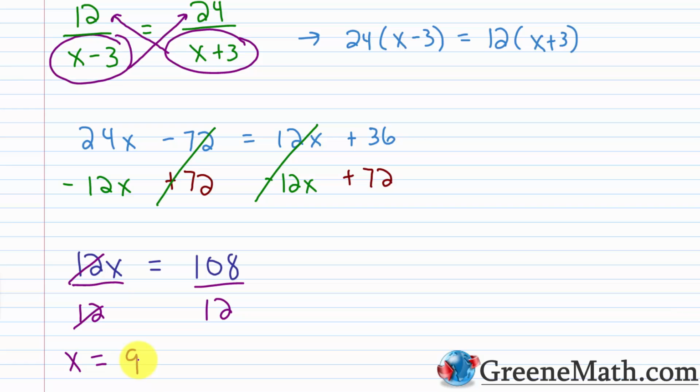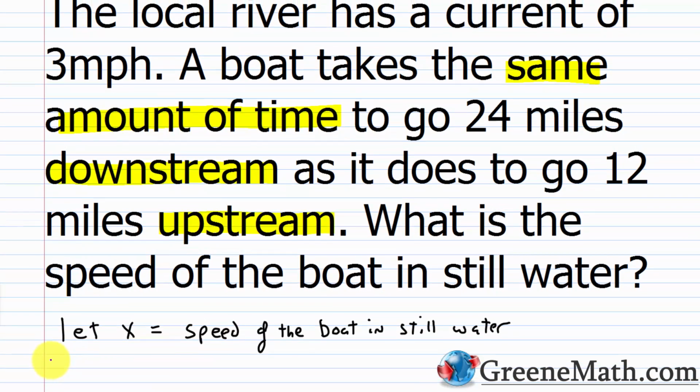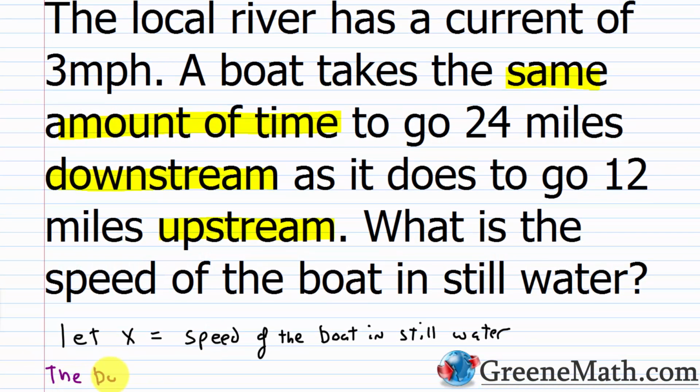So let's go back up to the top and write that. I'm just going to write that the boat travels 9 miles per hour in still water. And that answers our question there. What is the speed of the boat in still water?